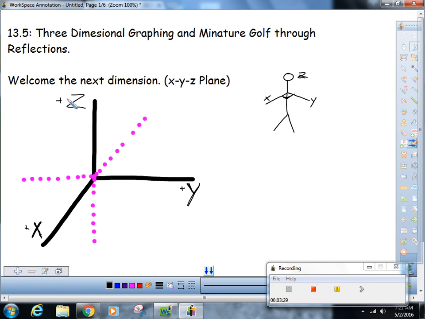These pink lines, or dotted lines, indicate a negative x, a negative y, and a negative z, okay? Don't freak out. It's okay. All right? Johnny, would you mind hitting that door for me?